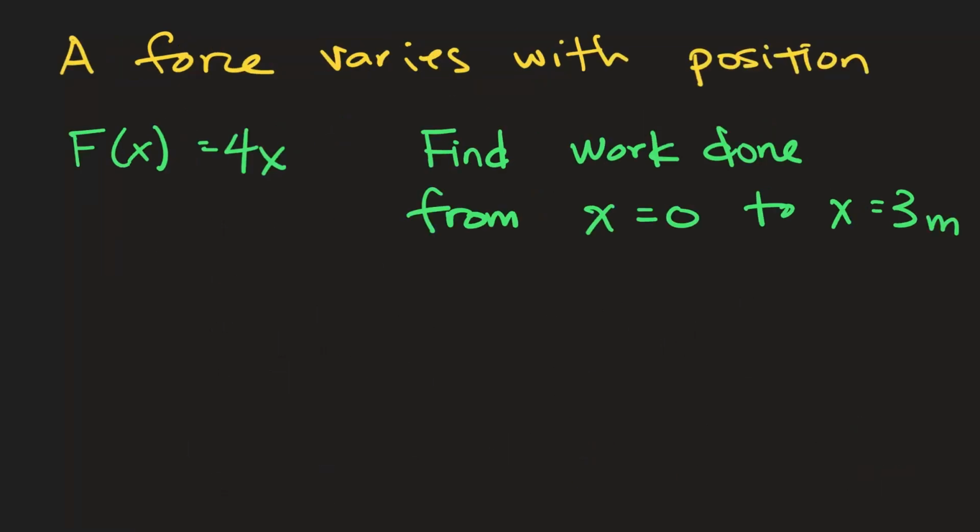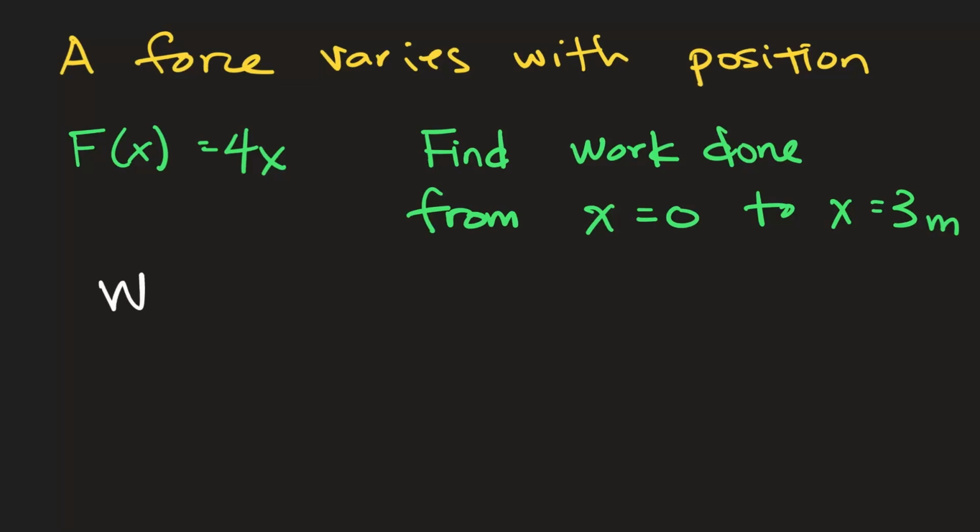So does the reverse power rule actually apply to any other topic in physics other than kinematics? And the answer is yes. And here's just one example. Here we have a force that varies with position. So for example, a spring, as you compress it, the magnitude of the spring force depends on how much you compress it. So we have here a force function, F of x is equal to 4x. And we want to find the work that's done from x equals 0 to x equals 3 meters.